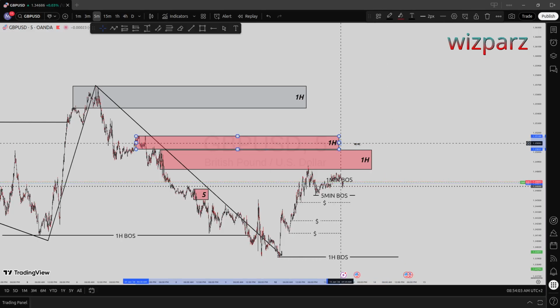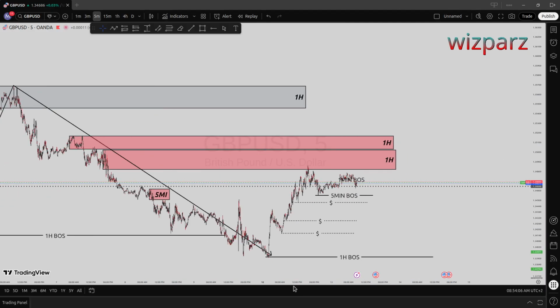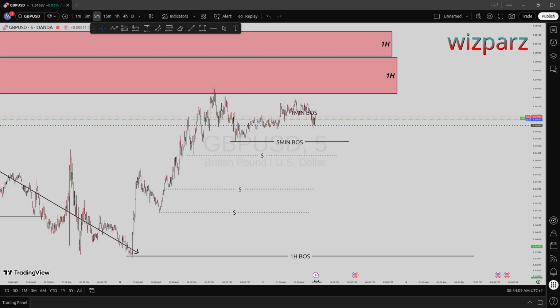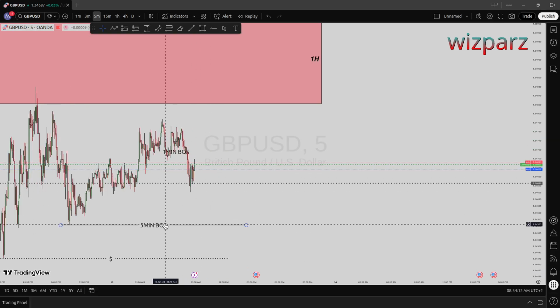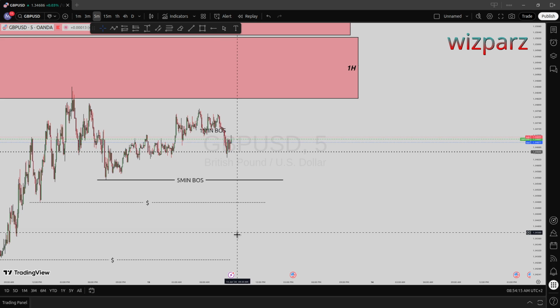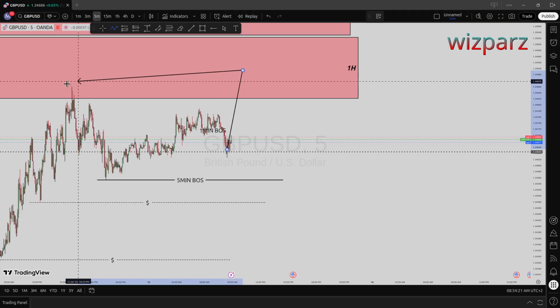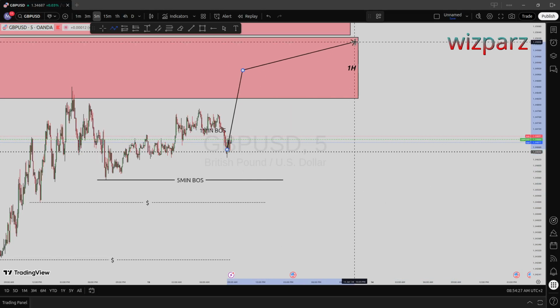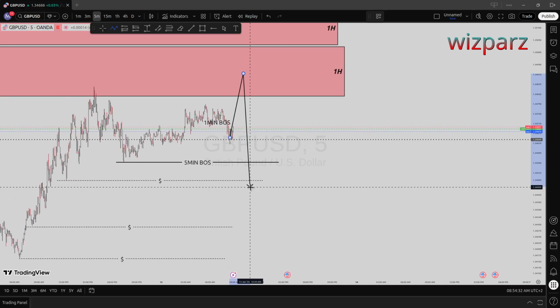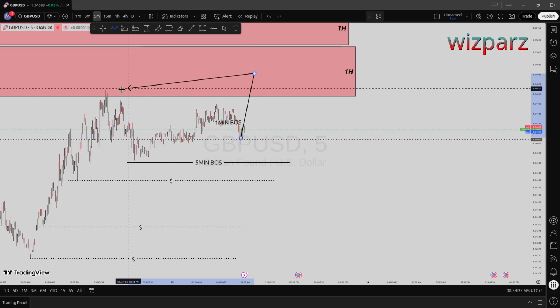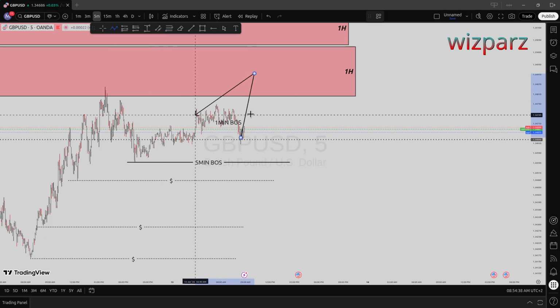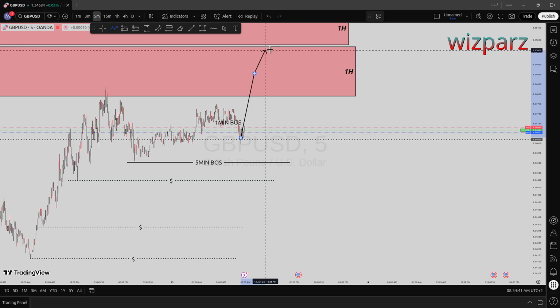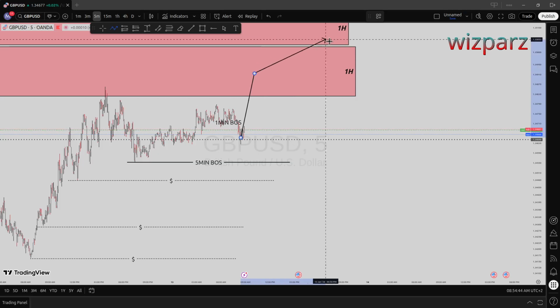Okay, this is the main thing I am looking at on GU, and there is a high probability that the market is going to break the 5-minute change of character in this area. Then we are going to look for a short opportunity. But if price does break this structure right here, then there will be a probability that the market is going to break this first supply area, targeting the second one.